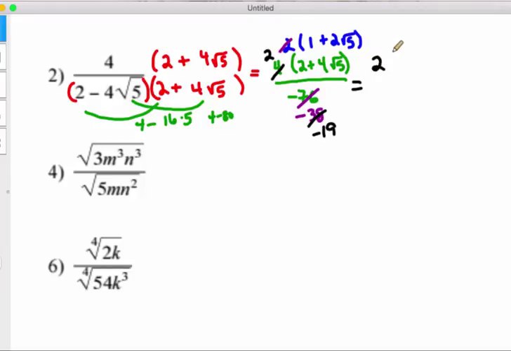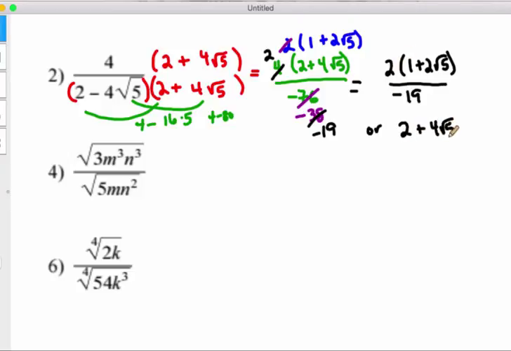So my numerator could look like this, and my denominator look like this. Or sometimes the author would like you to distribute, and call it a day.